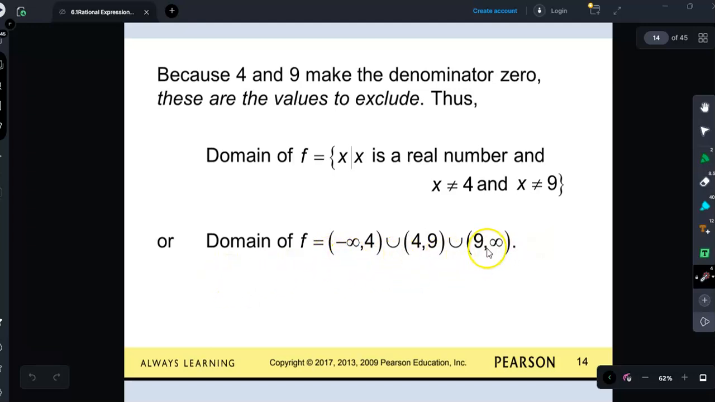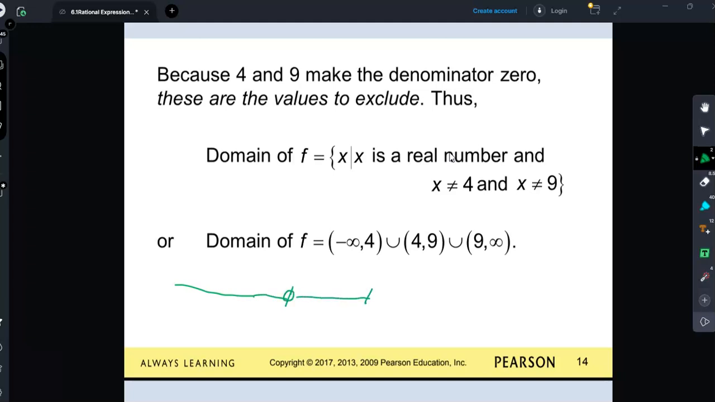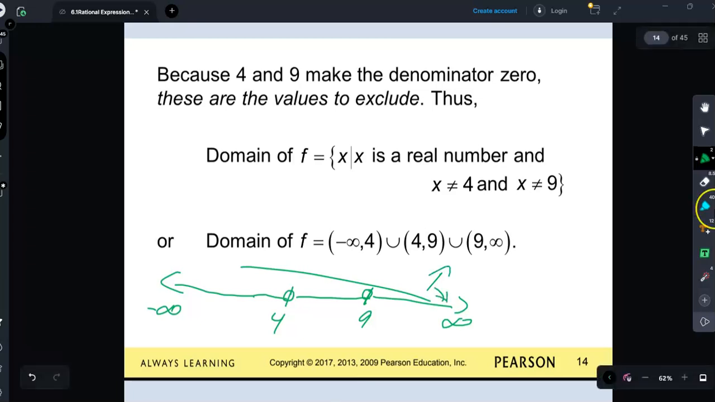So you'll have 3 segments, right? Because it can go from negative infinity all the way up to 4, not including 4, from 4 to 9, not including 4 or 9, and from 9 to infinity, not including 9. So if you wrote that on a number line here, you'd have open circles, because it does not include it, and it goes from negative infinity, not including 4, 4 to 9, not including 4 and 9, and out to positive infinity. If you were going to think about this being written as a number line down here, okay?